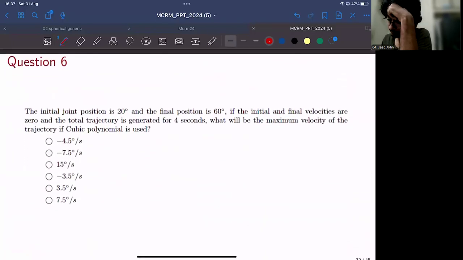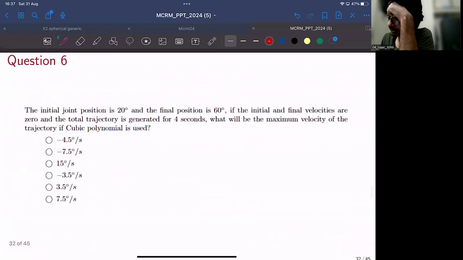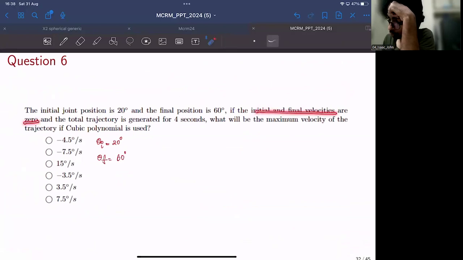Okay, moving on. It's a numerical problem. We can probably use the previous expression. So the initial joint position is given as theta I is 20 degrees. The final position, theta F, is given as 60 degrees. If the initial and final velocities are 0 and the total trajectory is tracked for 4 seconds. So TF is 4 seconds. What will be the maximum velocity of the trajectory if the cubic polynomial is used? So you are asked to find out the velocities actually.